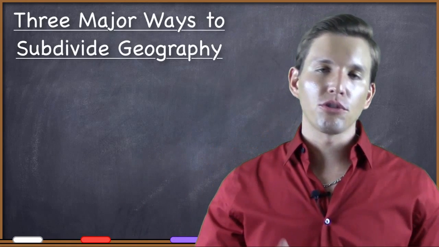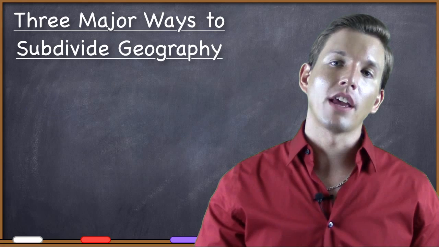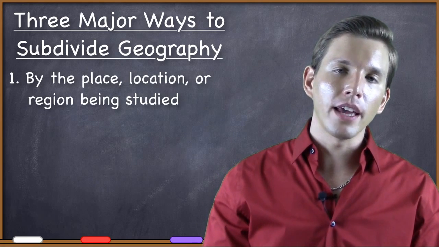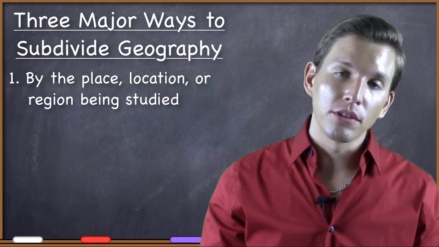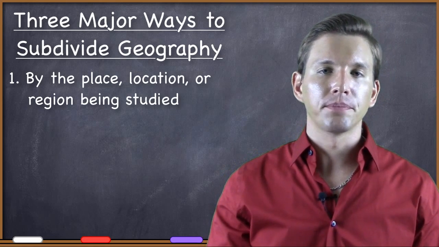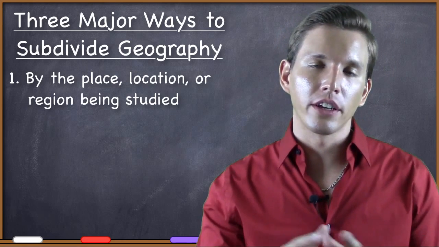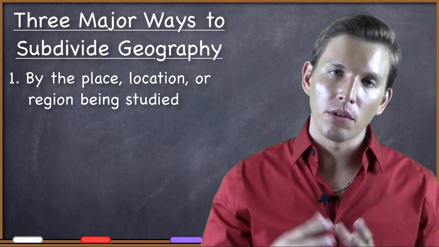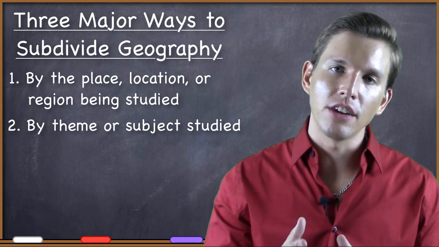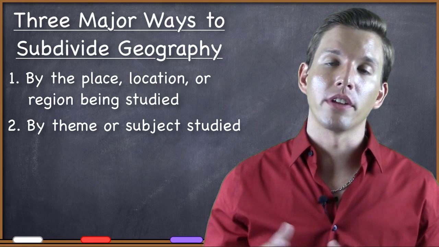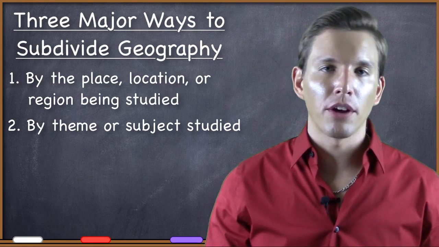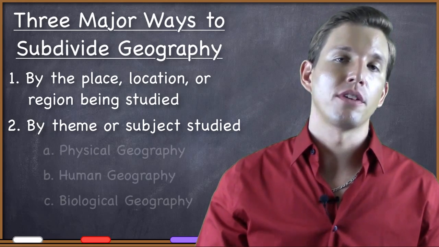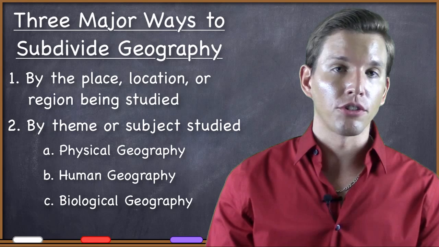So we had said that the first way that we can subdivide that is by saying we can specialize by place or by region. And you get to choose the place as well as the scale of the study if you're interested in geography. Then we also said that you could select your own subject, a specialization of subject matter within geography. And the three big specializations within geography thematically are human geography, physical geography, and biological geography.